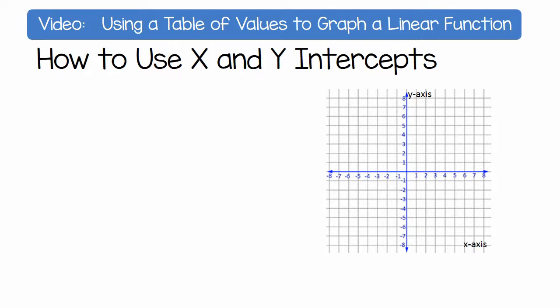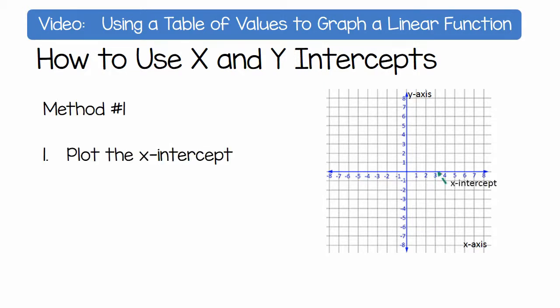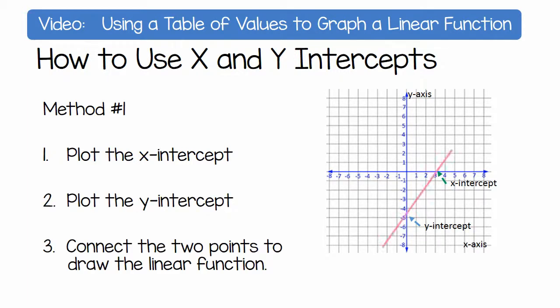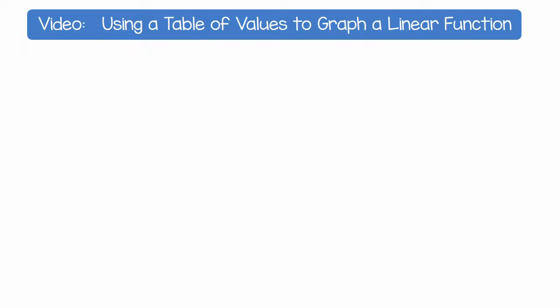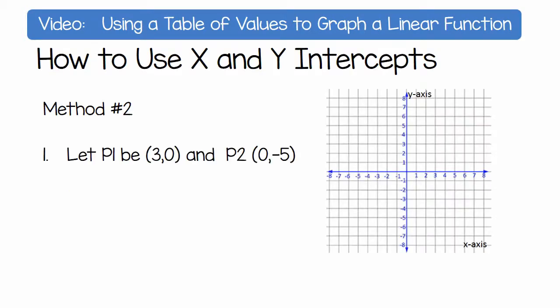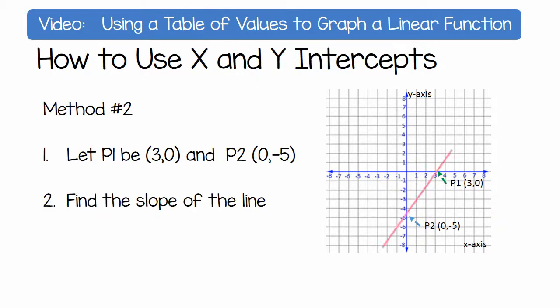Now, how do we use x and y-intercepts? Plot an x-intercept, plot the y-intercept, join the 2 points, and we have the graph of a linear function. Now, a second method would be to find the slope of a line. Let P1 be at 3, 0 and P2 at 0, -5. Join these 2 points with a straight line to represent a function.